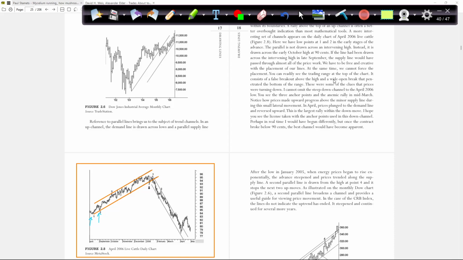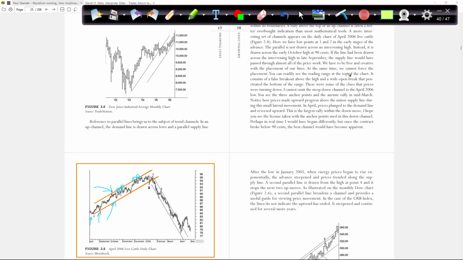At the same time, we cannot force the placement. You can readily see the trading range at the top of the chart. There are a lot of touch points here, acting as dynamic support and resistance lines within this trend line channel.